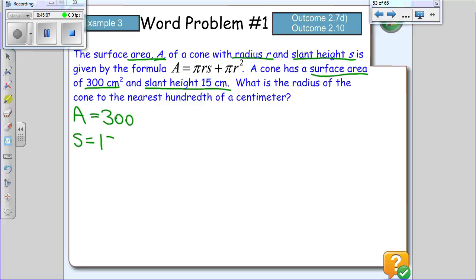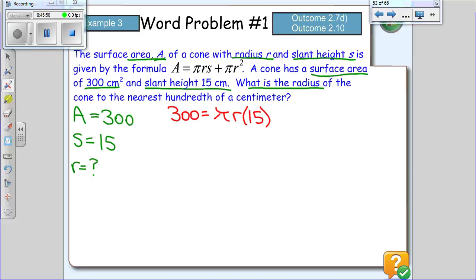Once I have all my info, I'm going to plug all my info into whatever formula I might have. In our case, it's right here, so I have 300 equals pi. Do we know what R is? So pi R. We know what S is. S is 15. Plus pi R. We can put that all in.